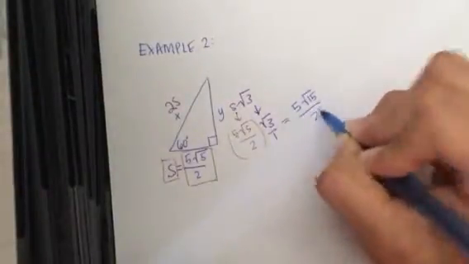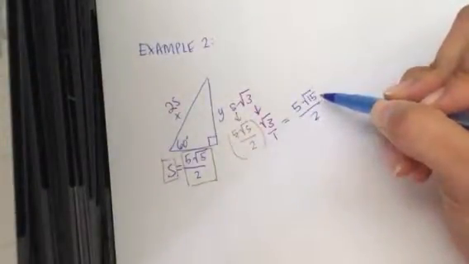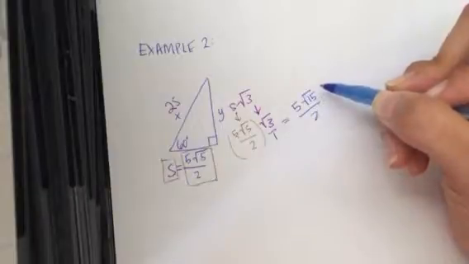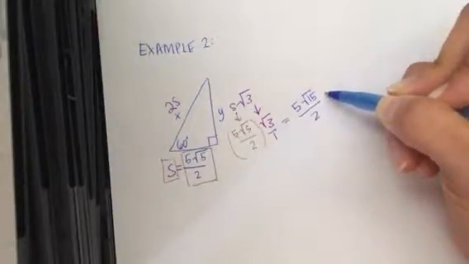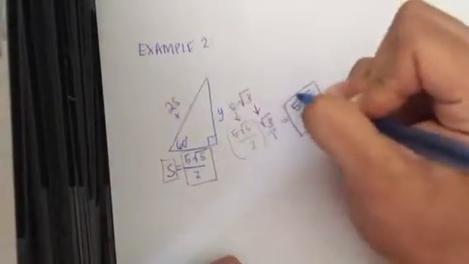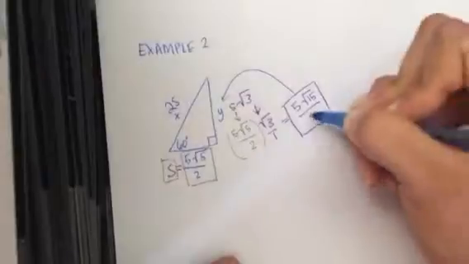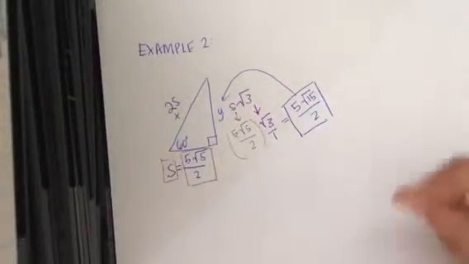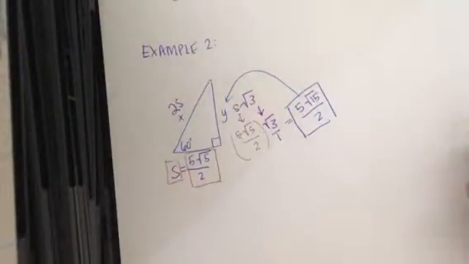On the bottom, I'm going to have 2. Square root of 15, is that prime? Or if I were to break it down, I would get a 3 and a 5, and that's it. So I can't simplify this anymore. So this side over here, this Y, is actually equal to 5 times the square root of 15 over 2.